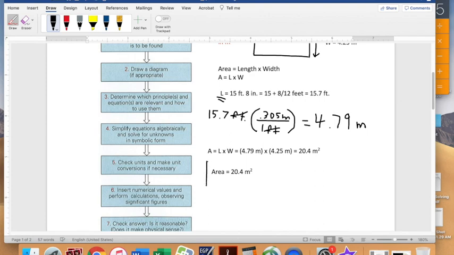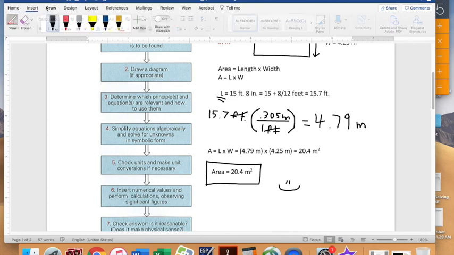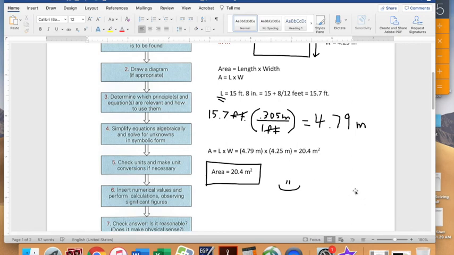The area in the metric system. Now, for every problem, you should box your answer at the bottom so we know that what you solved for, that's the final solution. And there we go. We got our meters squared and our correct number. That's the answer to our question.